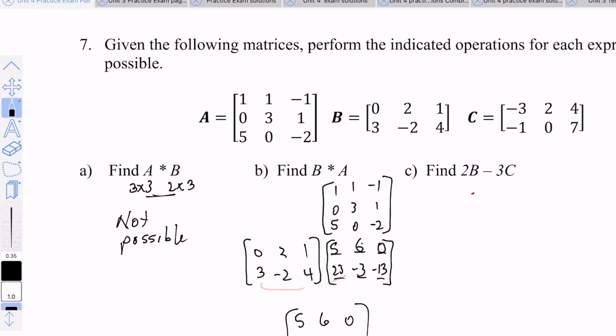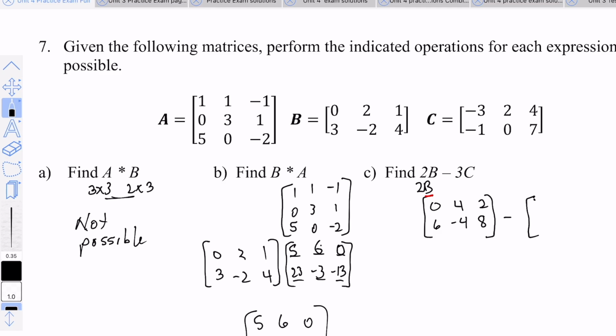Now for part C, this is scalar multiplication and then subtraction. So we've got to make sure that for B subtract C, they have the same dimensions. So this is a 2 by 3, we're subtracting a 2 by 3, so that'll work. So first thing I need is 2B. So that's just all the entries of matrix B multiplied by 2. And then we subtract 3 times C. Now that's just all the entries of C multiplied by 3. And then subtract.